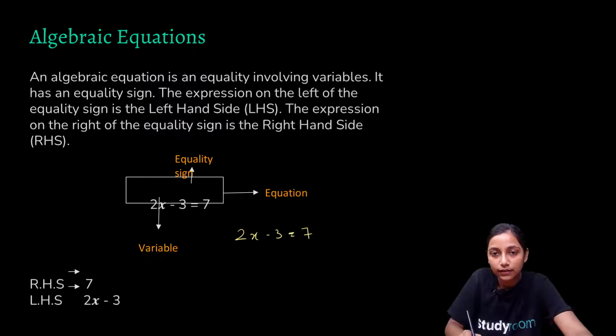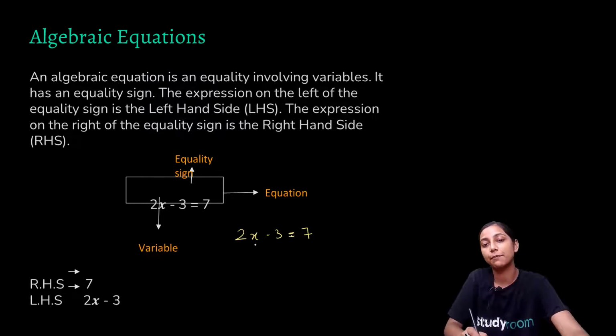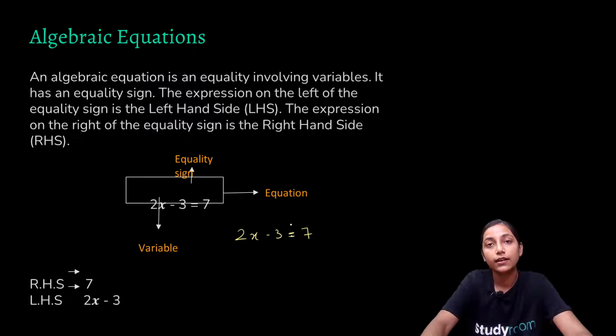The expression that is written on the left of this equal to sign is known as the left hand side, and the expression written on the right side of this equal to sign is known as the right hand side. So the right hand side is 7, whereas the left hand side of this algebraic equation is 2x minus 3, where x is our variable while 2, 3 and 7 are constants.